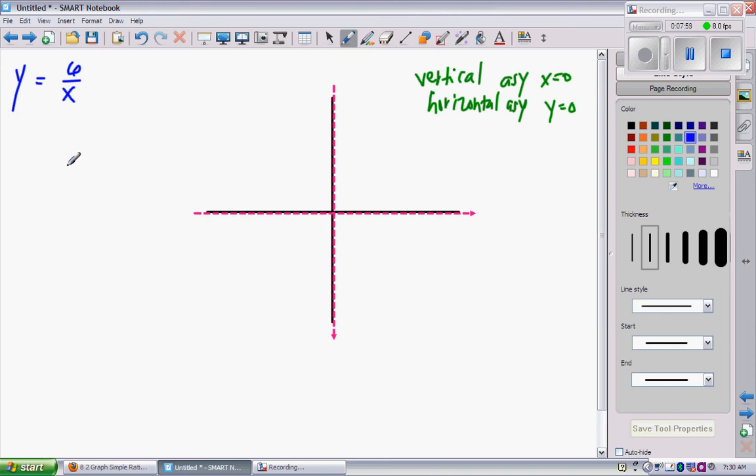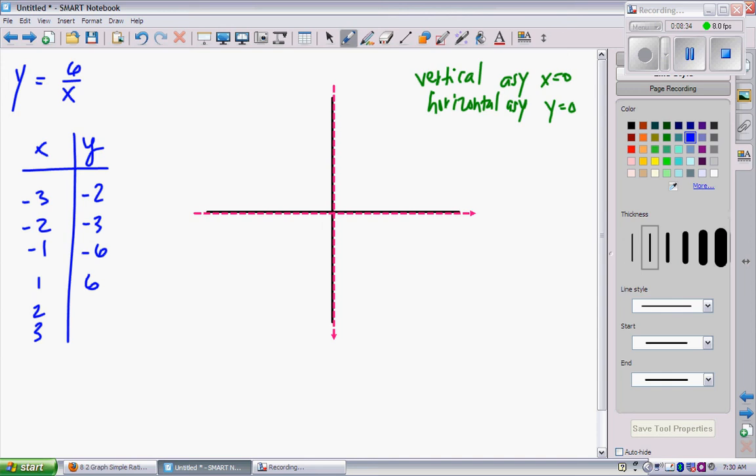Let's plot points to the left and to the right of the vertical asymptote. Let's choose some points. X and y: let's do -3, -2, -1, 1, 2, and 3. I'm not using 0 because it can't equal 0; that would give me a 0 in my denominator. Looking at -3, 6 divided by -3 is -2. 6 divided by -2 is -3. 6 divided by -1 is -6. 6 divided by 1 is 6. 6 divided by 2 is 3. 6 divided by 3 is 2.